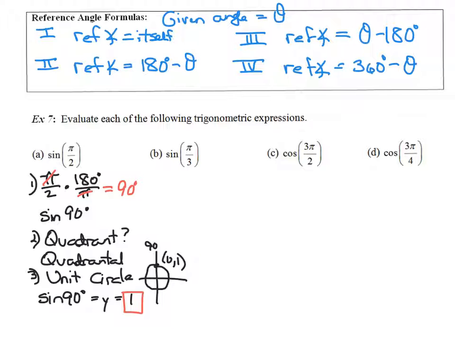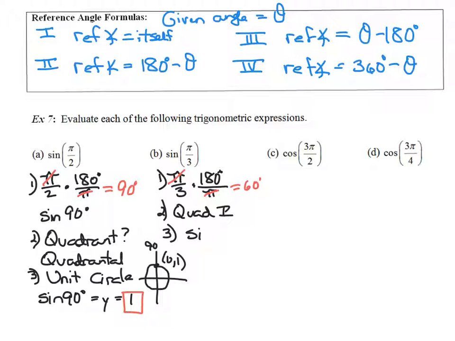Let's go to B. Step number 1, if it's an angle given in radians, I want to convert it over to degrees. So let's multiply by 180 degrees over pi radians. Cross cancel the pi's, and I see that the angle that I'm talking about in terms of degrees is 60 degrees. So I want to say, what quadrant is that in? That's going to be in quadrant number 1. So I want to find the sine of 60 degrees.